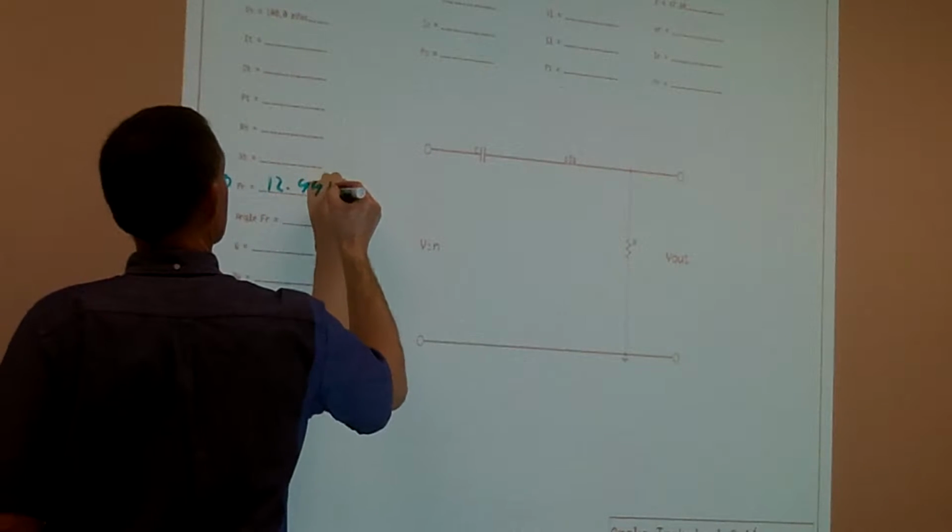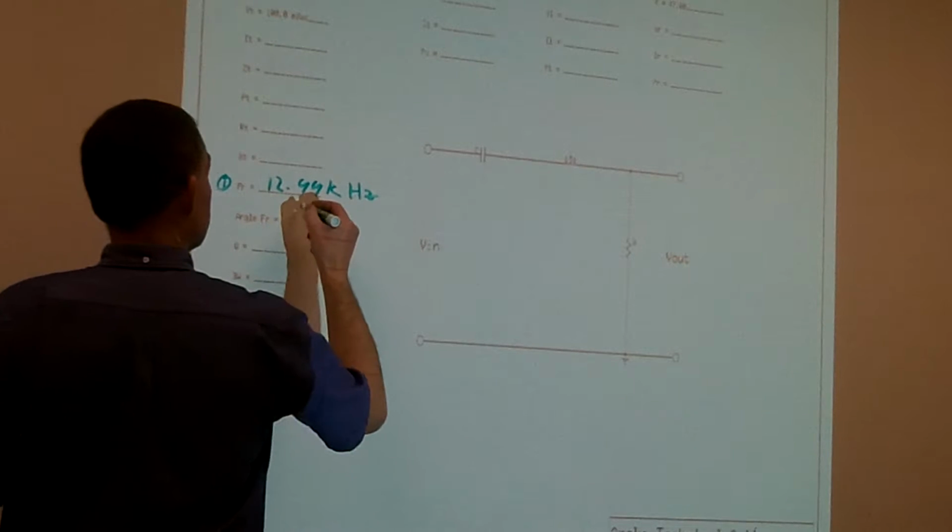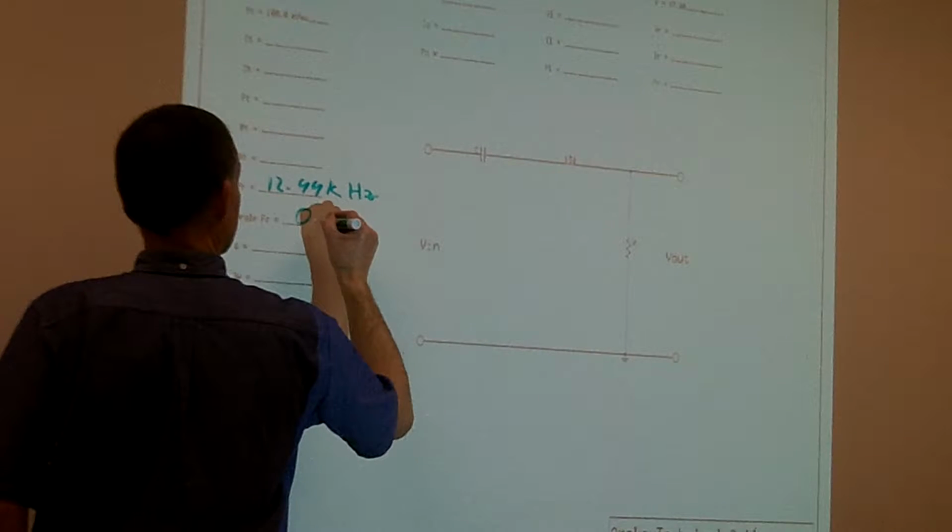Did you get 12.99? 12.99 kilohertz. Okay, so everyone get that then? Everyone agree with that? All right. And we do know that the angle of our frequency is going to be at 0 degrees.